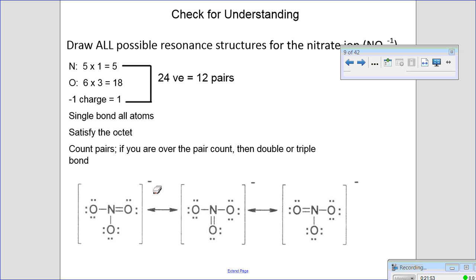And nitrate is a polyatomic ion. It's got a charge, so I need to put it in a bracket and put the -1 charge. So you'll have one like this tomorrow on your quiz, or Tuesday on your quiz, and there's one like this on the practice quiz that you're doing in class on Monday.